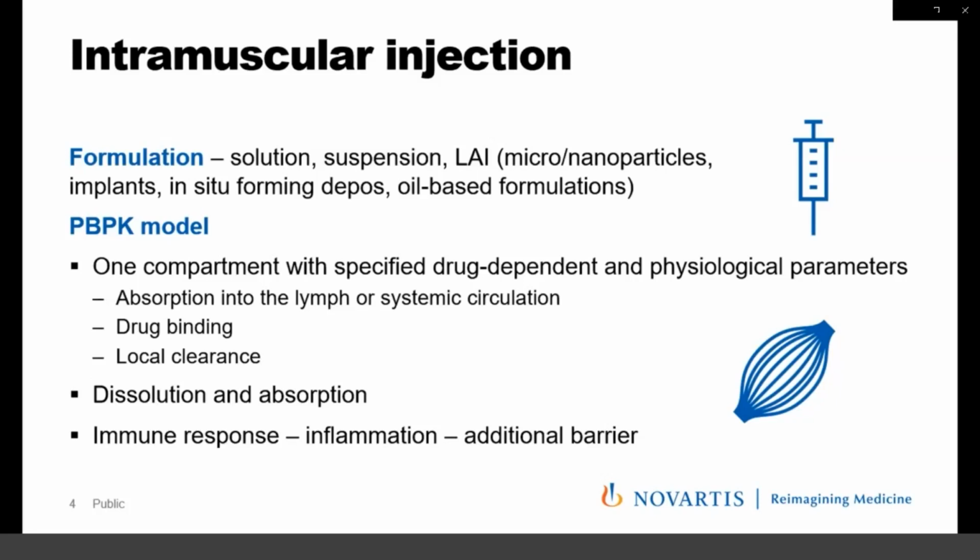Similar to oral administration, the drug substance has to dissolve in order to be absorbed. After intramuscular injection, the injected substance can cause an immune response and the inflamed tissue can represent an additional barrier to the absorption of the drug from the muscle into the systemic circulation.